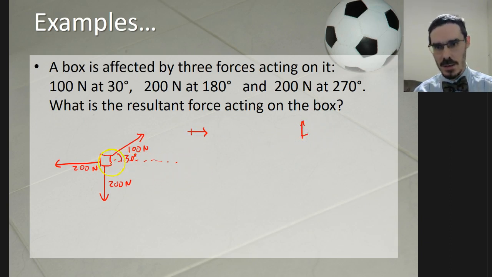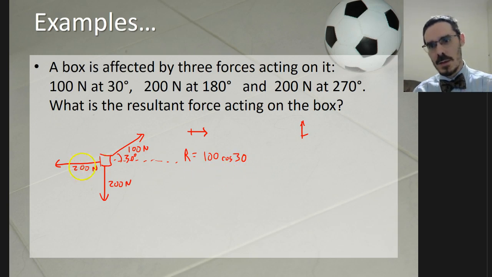Well, it's really an east problem and a north problem. You know, it's not important. This way positive, that way positive. So this way positive, the resultant force is the amount of the first force that's along this angle, which is 100 cos 30. Then this one's pointing in the negative direction, so minus 200.